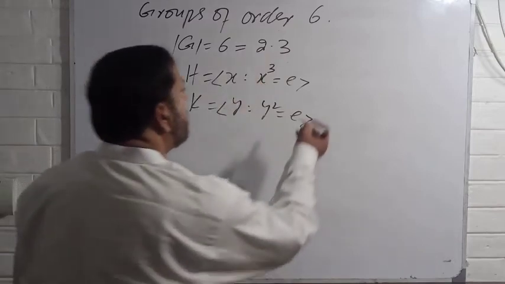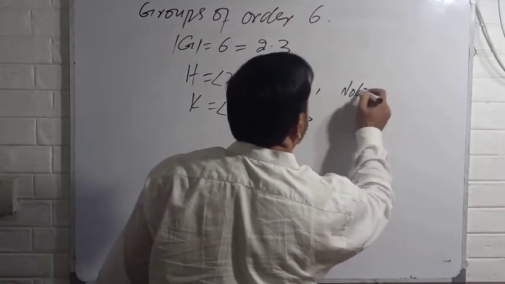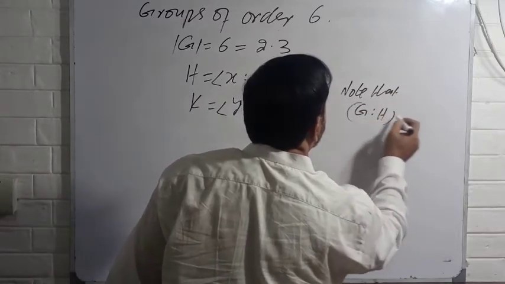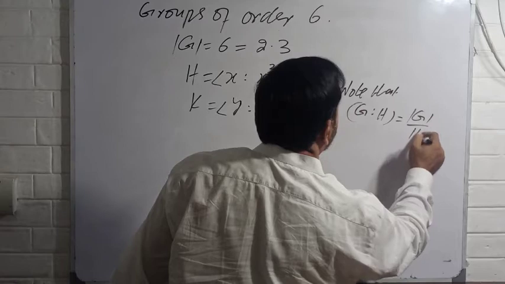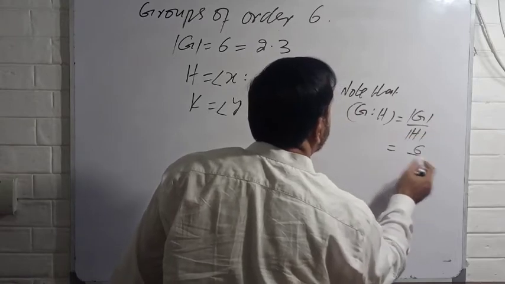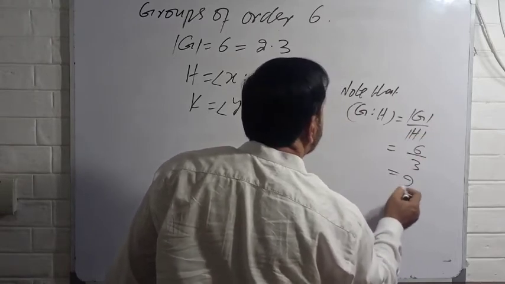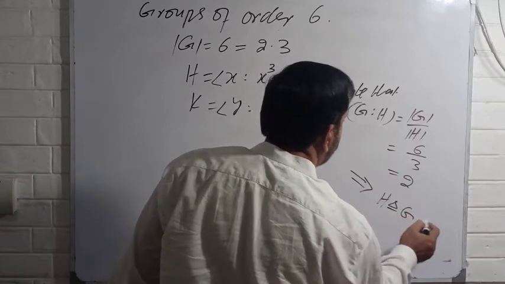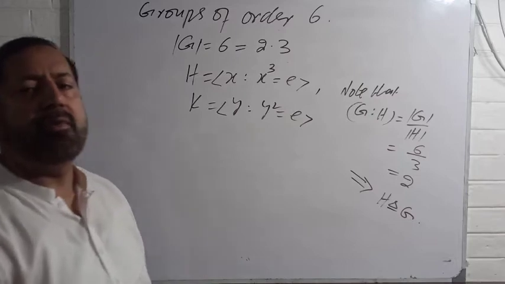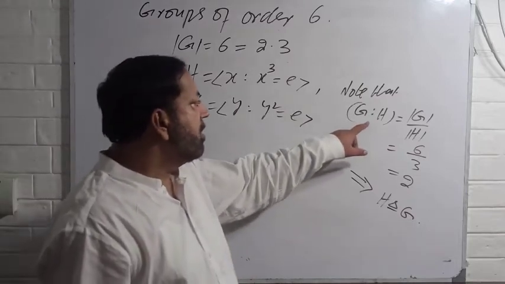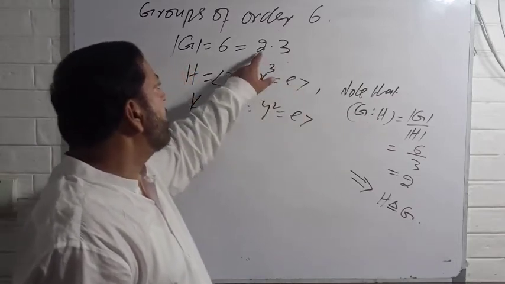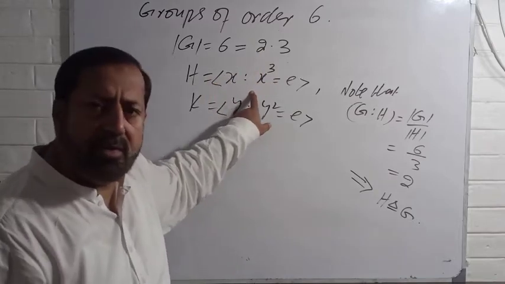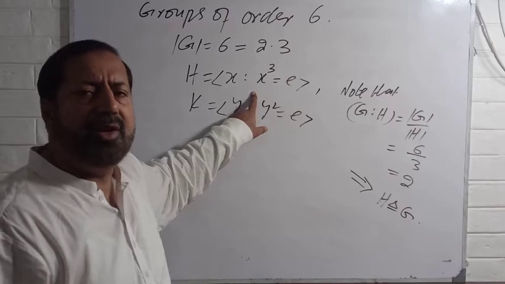So here note that index of H in G is equal to order of G by order of H, which is equal to 6 by 3, which is equal to 2. So this implies H is normal in G. H is normal in G, right? Look at here. Since index is 2, this H is normal. So the Sylow 3 subgroup is normal in G, so it is unique as well.